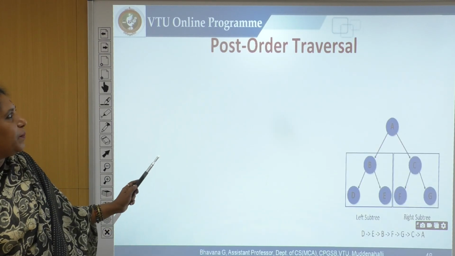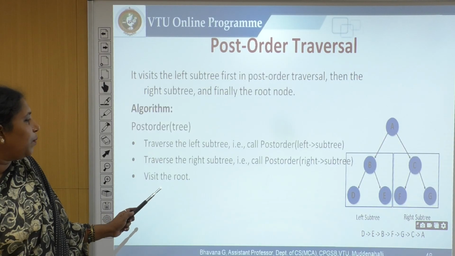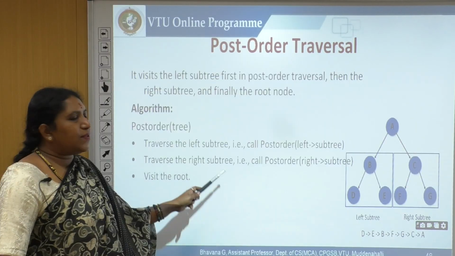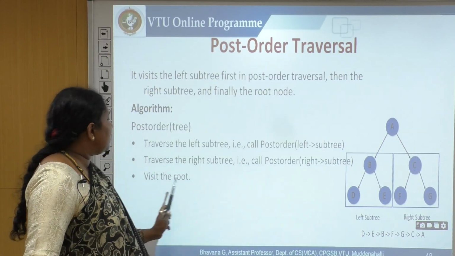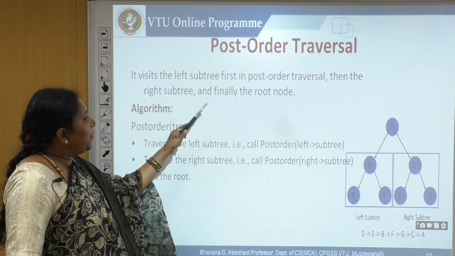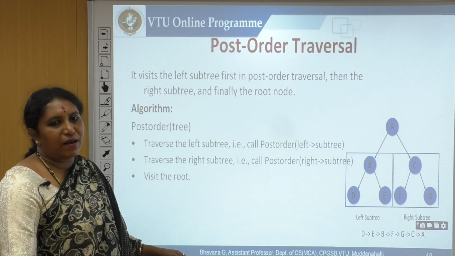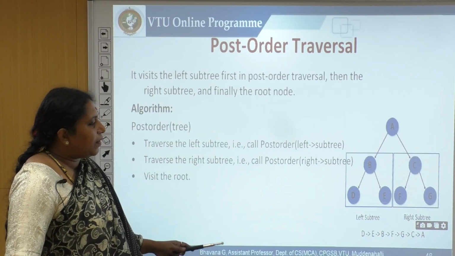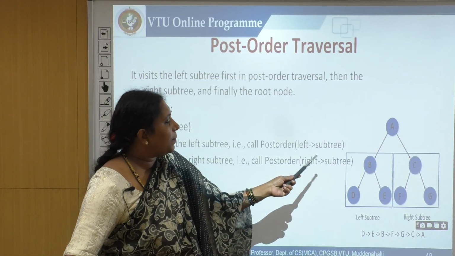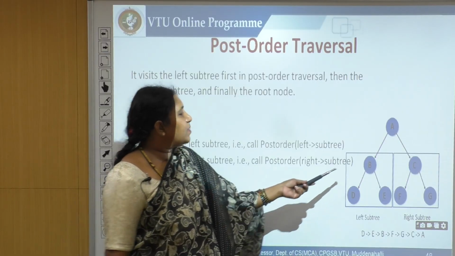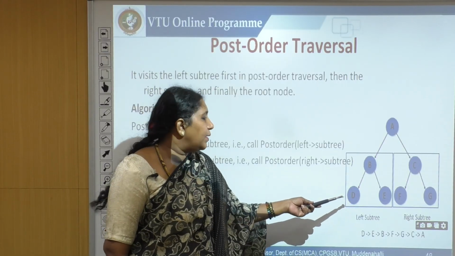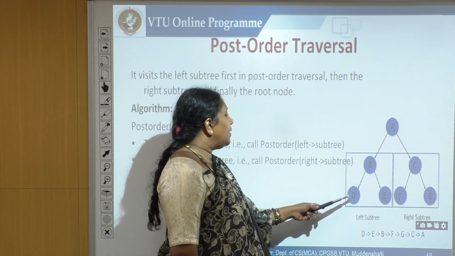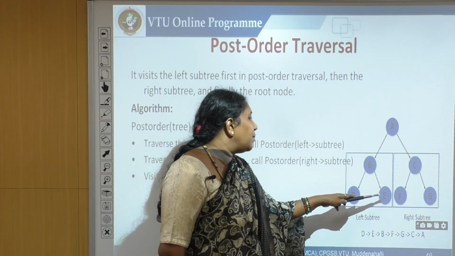Next is the post-order traversal. In post-order traversal, what is happening is, first you are going to traverse the left subtree, then the right subtree, then visit the root. This is the condition for post-order traversal. If you look at the diagram, first you have to traverse the left subtree. The left subtree is B, D, E. So first, again this is the root, then you visit D. D is the last element which is towards the left. So visit D, then go to E, the right subtree, then the root.